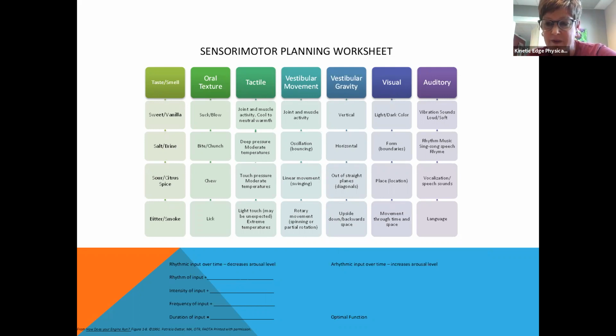At the very bottom of this page, you're going to see that there's ways that we can switch up some variables. So let's say you have a child who loves to jump on a trampoline, and if they could jump all day, they'd be the happiest, right? Or swing all day, but that's not feasible. That's not functional. So we can't change the duration of that input. We can't let them do that all day, but we can change some of those other variables.